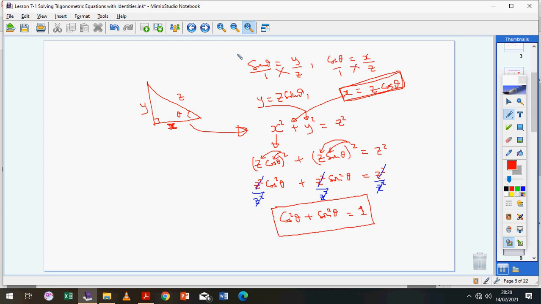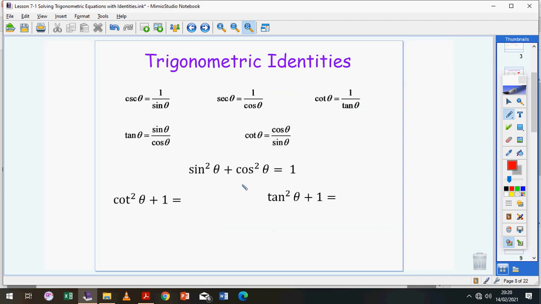We talked about this in some lesson. I don't remember which lesson it was. We talked about it before. I just wanted to touch base on it again. So this is the first identity. It's called the Pythagorean identity. From this first identity, we can get these others. We can get this and this one. How do we do that?